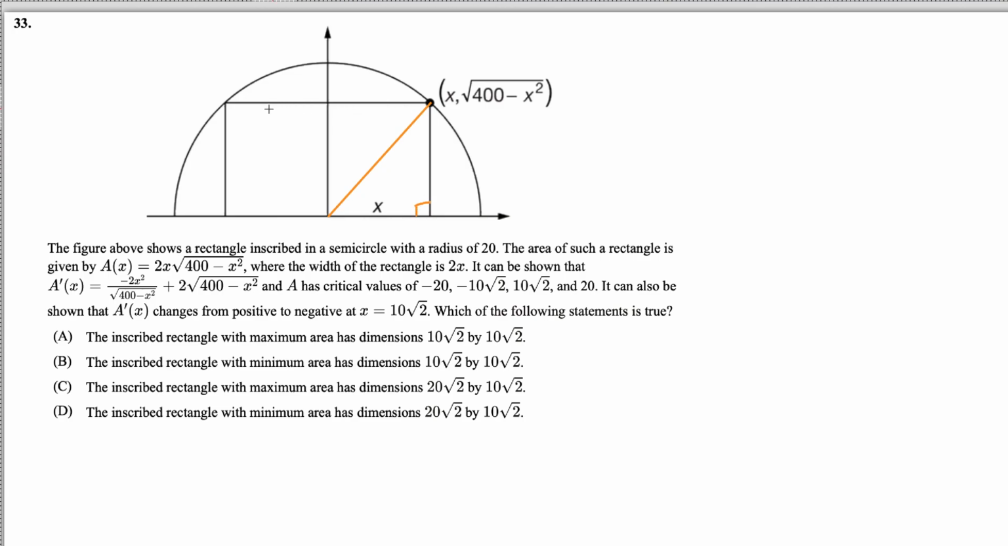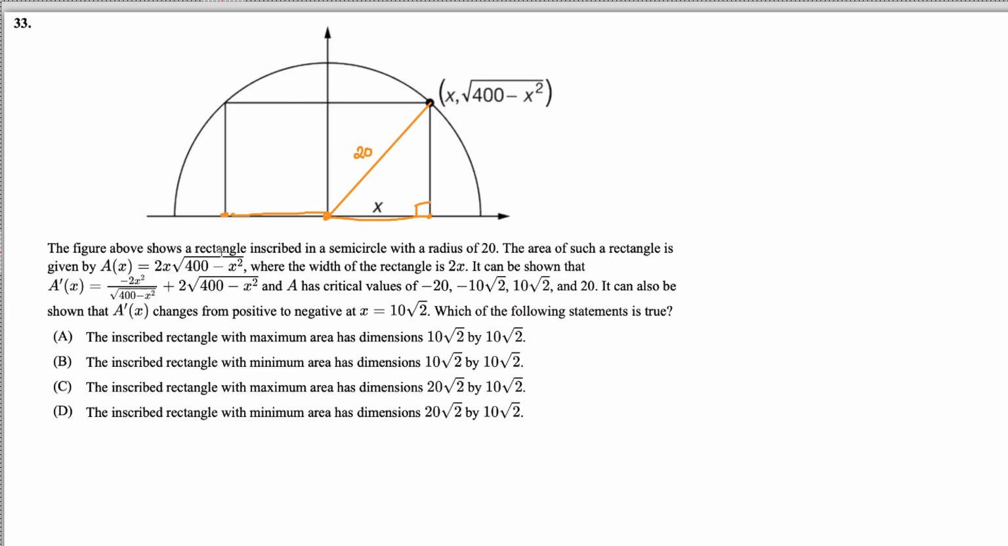They give you that this is a rectangle. And they tell you something about this semicircle. They tell you that it has a radius of 20, which means that this length is 20. Now, that's a good thing to start off with. The area of this rectangle is given by this formula in terms of x, where this length is x. Now, that means that this length is x as well, and the entire length is 2x.